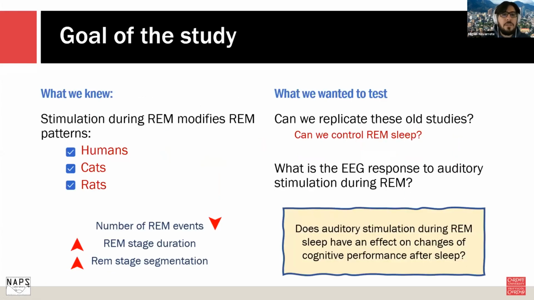What we knew from these studies is that stimulating REM sleep modifies sleep patterns in humans, cats, and rats: the number of REM events decreases with the stimulation, the REM stage duration was increased in some of those studies, and the REM stage was also a little more segmented. But now we wanted to know whether, applying the same technique, we could also get changes in cognitive performance after sleep.